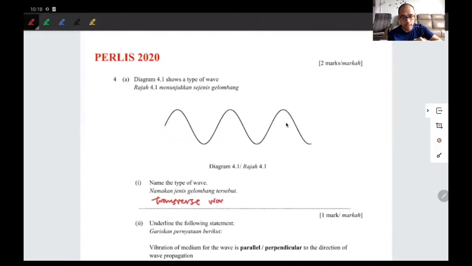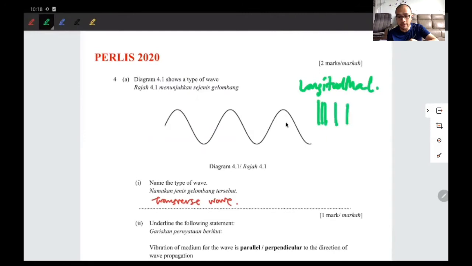Okay, the opposite of transverse wave is longitudinal wave. If this is a transverse wave, longitudinal is like this. There is compression and then rarefaction. Just to highlight, this part is compression, and the part that is sparse, the one with a lot of spaces, is rarefaction.